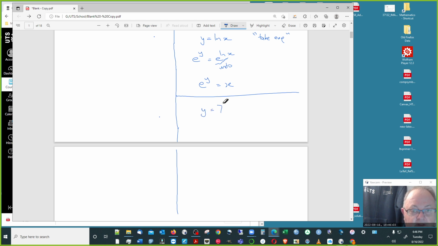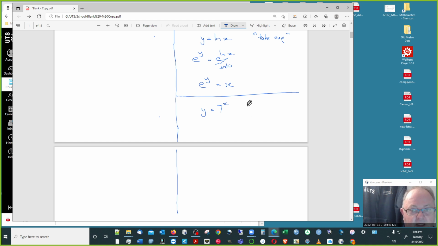y equals 7 to the power x. What's the operator on the x? Exponential 7, isn't it? So in order to get this out, we can take the base of 7. Now, as soon as I start talking like that, you're going to switch off and think, oh my God, what's he talking about? So let's not do that.